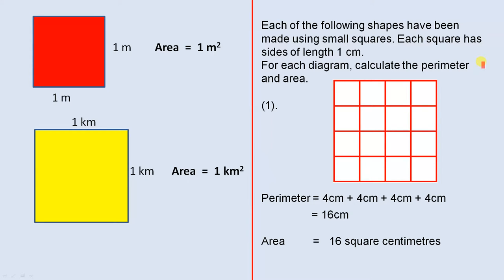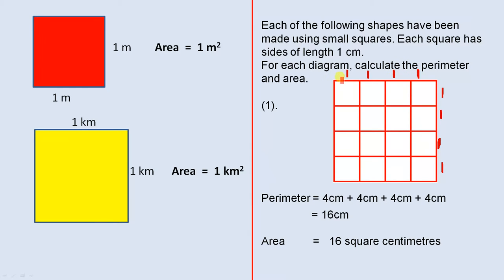Each of the following shapes have been made using small squares. Each square has sides of length 1 centimetre. For each diagram, calculate the perimeter and area. So basically we have 1 centimetre for each of those small squares here, see? Okay, so that's the case for every one of those squares.